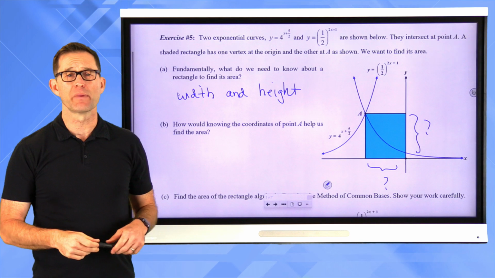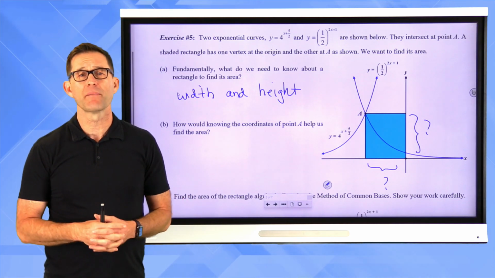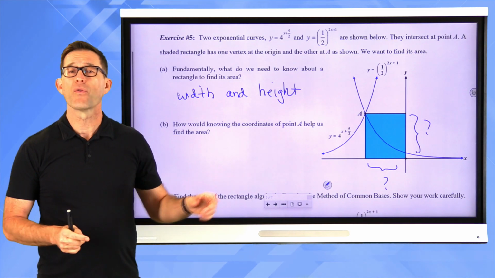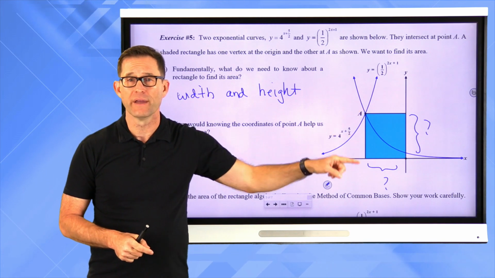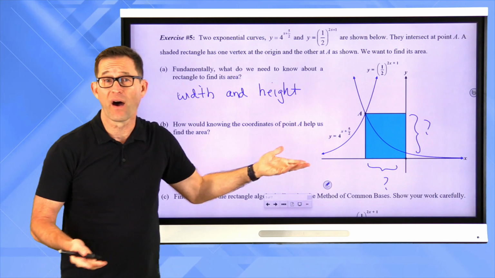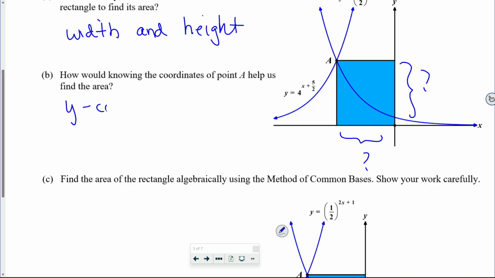Now let's take a look at letter B. How would knowing the coordinates of point A help us find the area? Well, pause the video now and think about that. Well, the y-coordinate of A, which is the distance from the x-axis up to A, is going to be the height. So let me just write that down. Y-coordinate of A will be equal to the height.